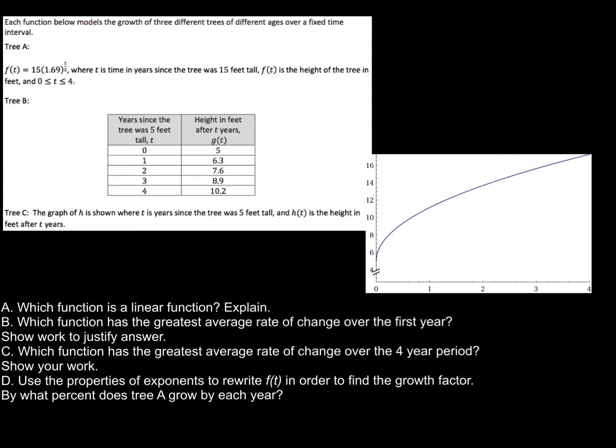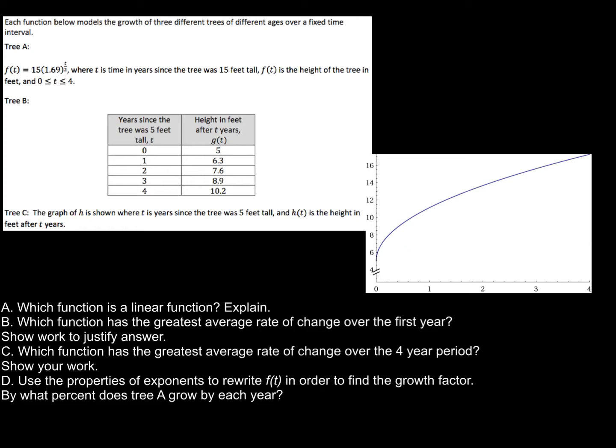Okay, here's one where we're comparing three different trees, tree A, tree B, and tree C. One thing that I want to point out is the function here. The exponent is t divided by 2. That's all in the exponent. So it's 15 times 1.69 raised to the t over 2 power. Okay, just to be very clear there. And this is the graph of h of t.